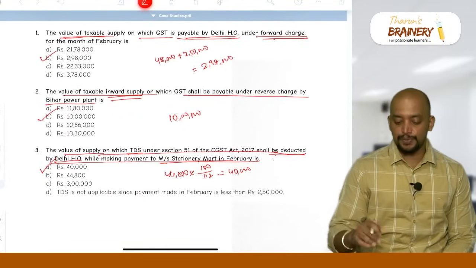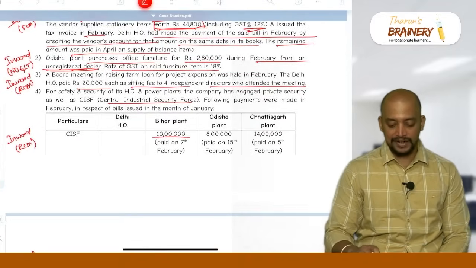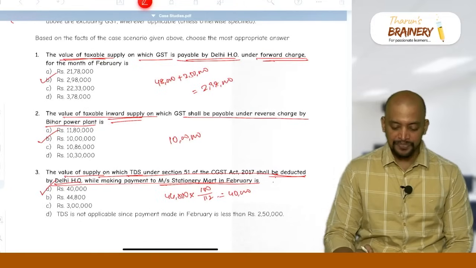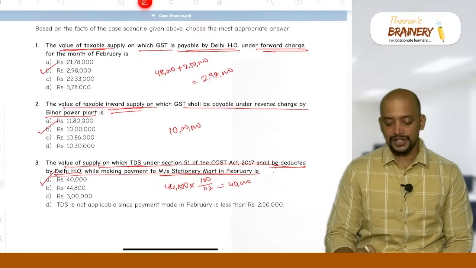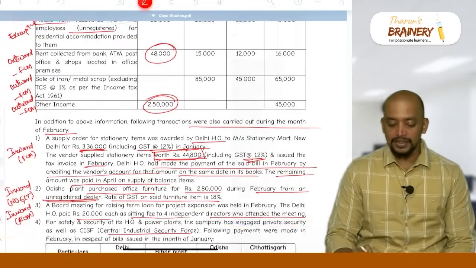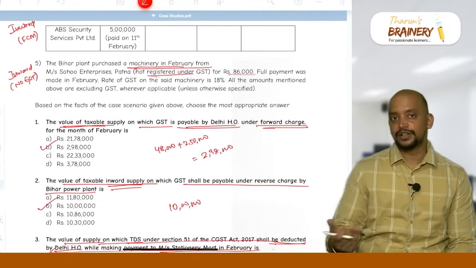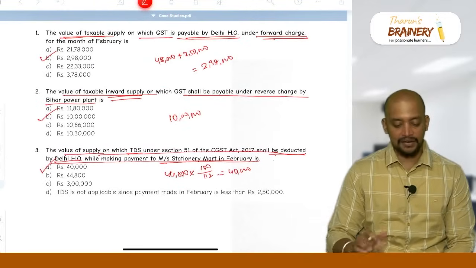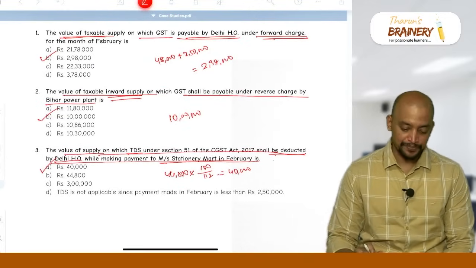So that is with respect to that security agency services. So that will only be taken. So this is the answer for these 3 questions. But actually the question is big. They could have asked more questions also based on this, like compute the net GST payable, etc. But this much only they have asked in this case scenario 4.